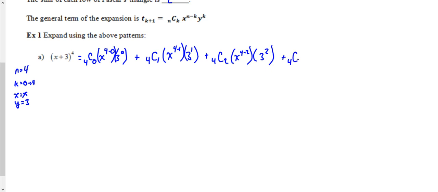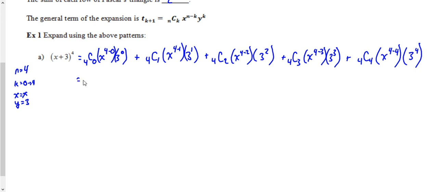4 choose 3 is our next one, x to the 4 minus 3, 3 cubed. And finally, 4 choose 4, and this is where we'd stop. x to the 4 minus 4, and our y value, which is 3, that's going to be exponent 4. And there we go. And this is my full expansion right now. This is my setup. From here, I'm going to evaluate each one of these.